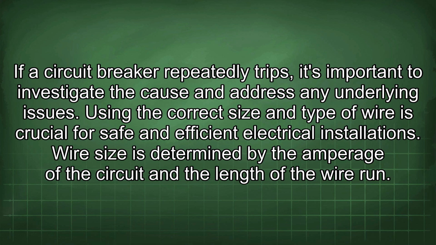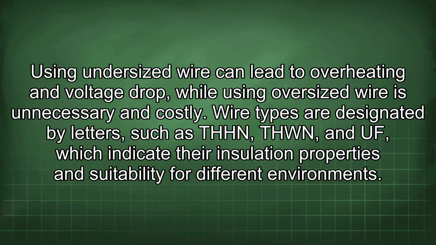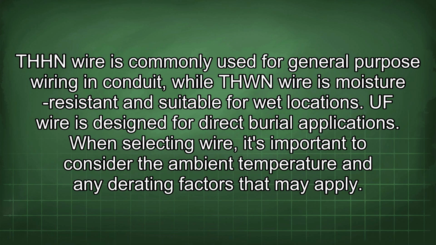Using the correct size and type of wire is crucial for safe and efficient electrical installations. Wire size is determined by the amperage of the circuit and the length of the wire run. Using undersized wire can lead to overheating and voltage drop, while using oversized wire is unnecessary and costly. Wire types are designated by letters such as THHN, THWN, and others, which indicate their insulation properties and suitability for different environments. THHN wire is commonly used for general-purpose wiring in conduit, while THWN wire is moisture-resistant and suitable for wet locations.